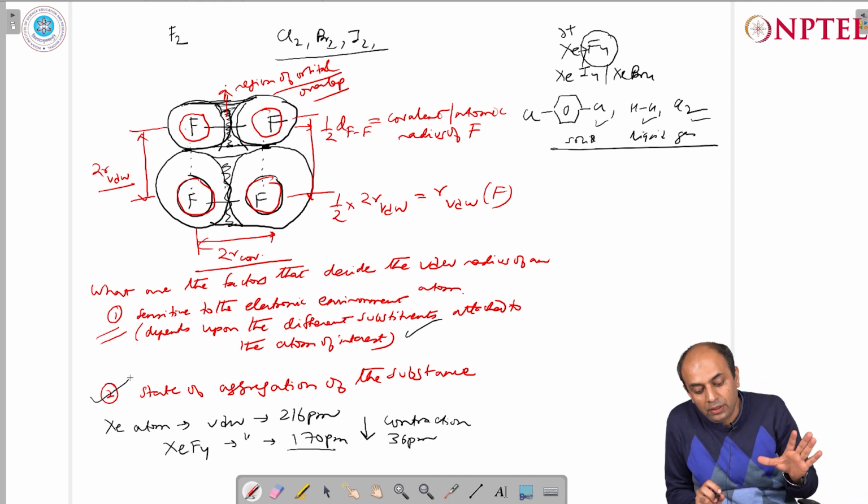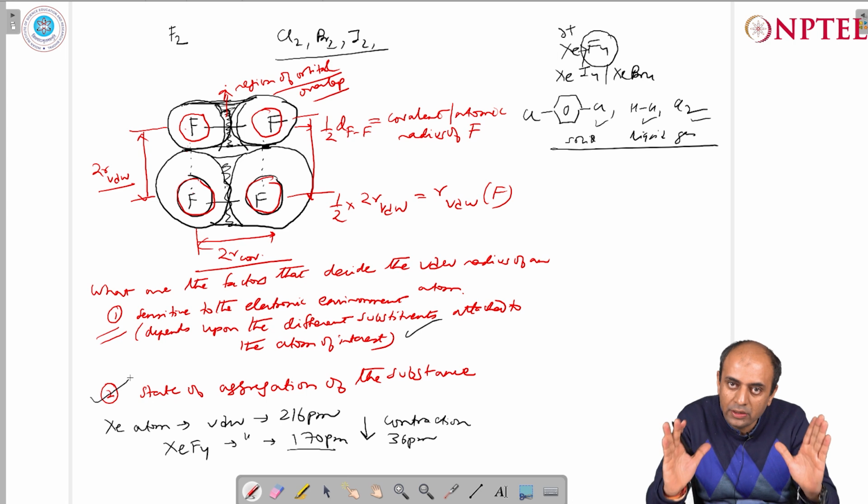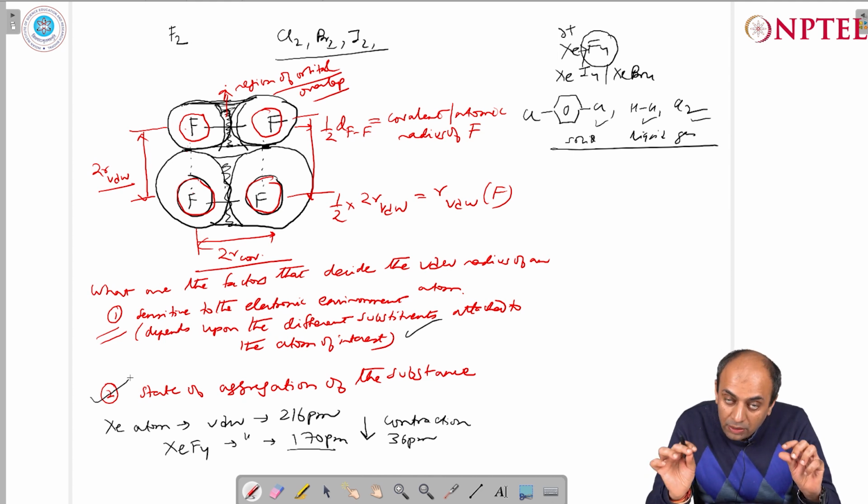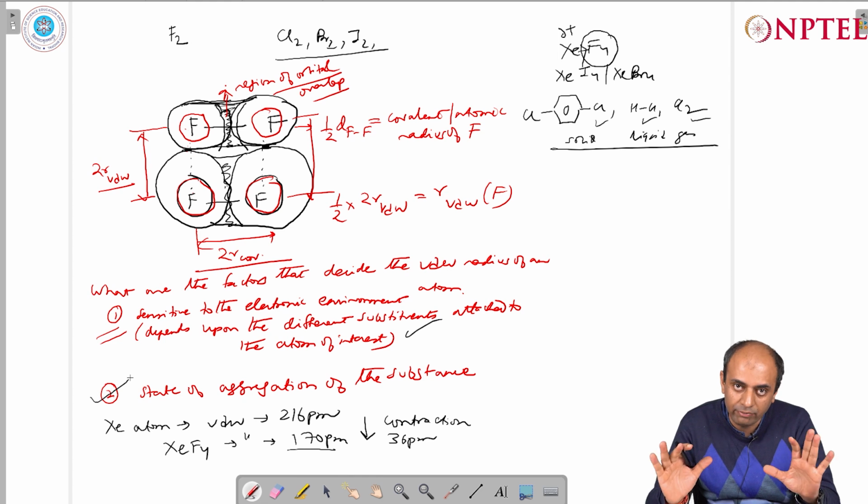That is, we need to keep in mind the effect of the substituents and the state of aggregation, because that also plays a very important role in deciding the equilibrium separation between the atoms in the molecules in the state of aggregation of interest, and that is going to decide the van der Waals radius of the atom in that particular electronic and steric environment. So both electronics and sterics influence the magnitude of the van der Waals radius of the atom of interest.